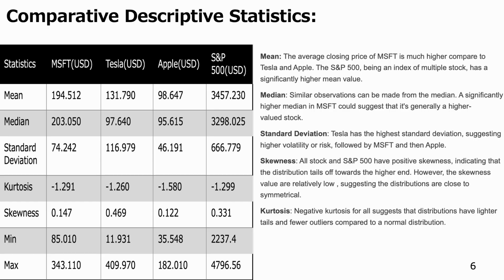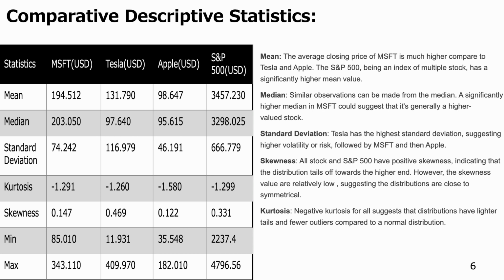Over here, I have used the data analysis tool from Excel to get the descriptive statistics of each of the stocks and the S&P 500. Looking at the values from my outcome, the average closing price of MSFT is much higher compared to Tesla and Apple. The S&P 500, being an index of multiple stocks, has a significantly higher mean value. Median. Similar observation can be made from the median. MSFT still happens to have the highest value for the median. This could suggest that MSFT is generally a higher valued stock.